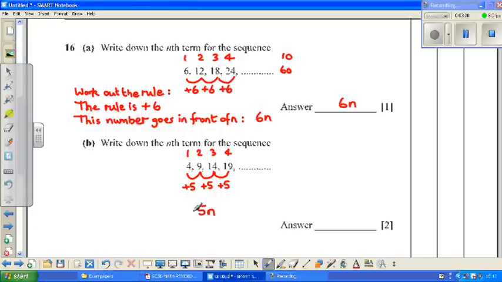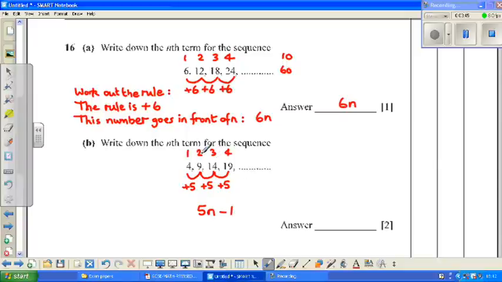But this time, like we did before, we've got to go back and check if that gives us the right answer. So let's look at term number 1. If n is equal to 1, and we're going to substitute 1 instead of n, so 5 times 1 is 5, but hang on, the number here is 4, so we've got to make an adjustment to the formula. We've got to take away 1.